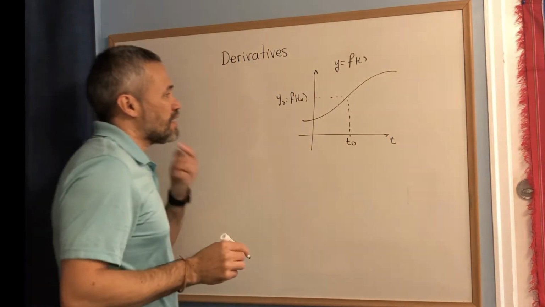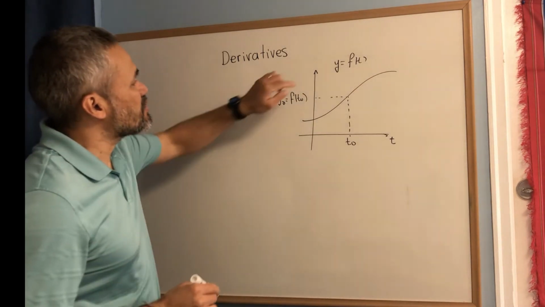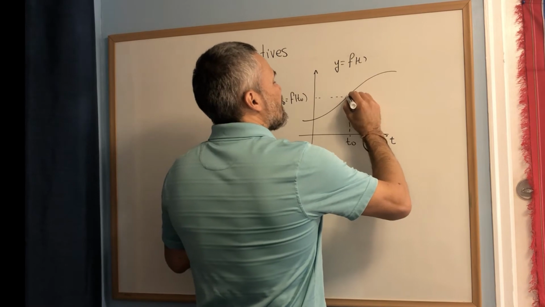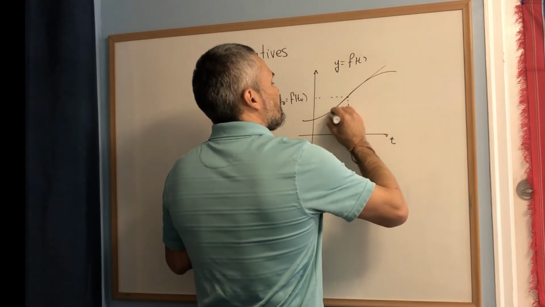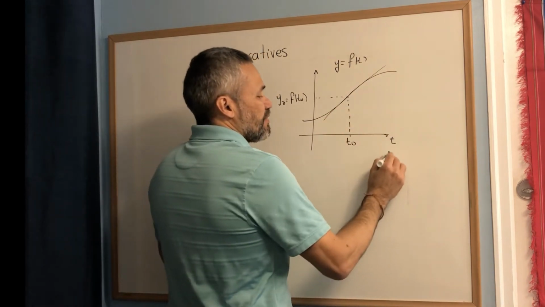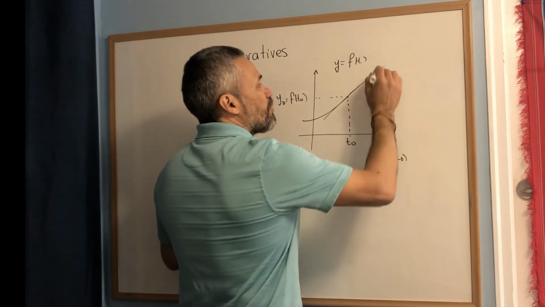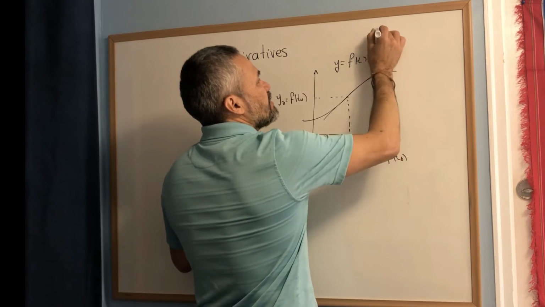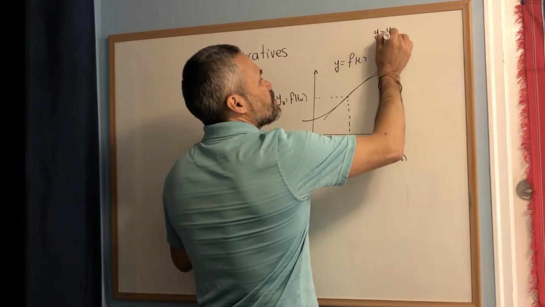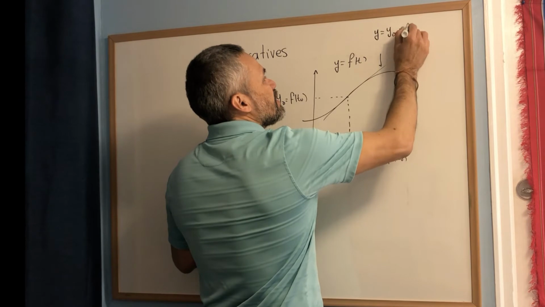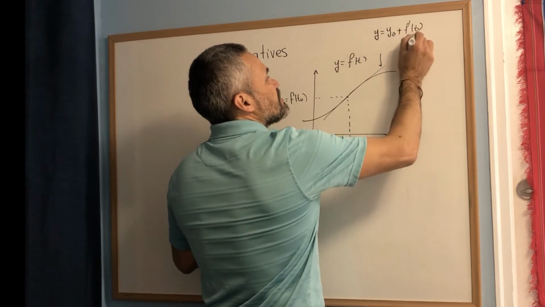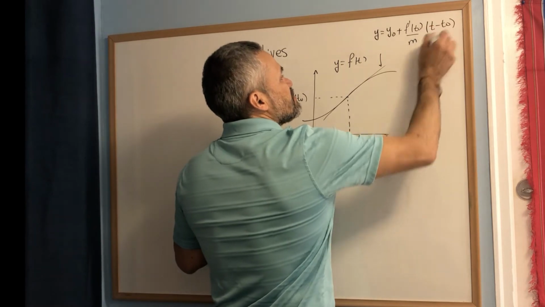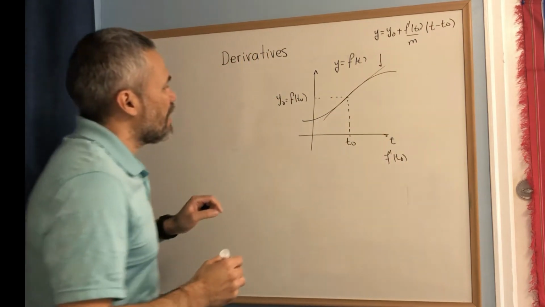The problem that the derivative solves is the one of finding the slope of the tangent line. Then the derivative at t sub 0 will provide the slope of the tangent line. That means that the equation of this line is y equal to y sub 0 plus the derivative at t sub 0, this is the slope, times t minus t sub 0. This is the equation of the line.